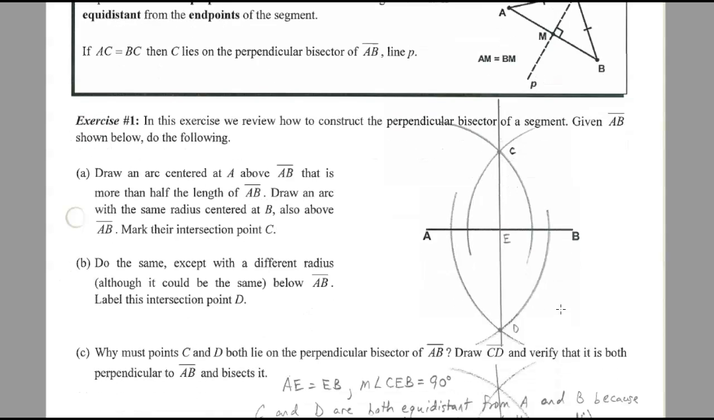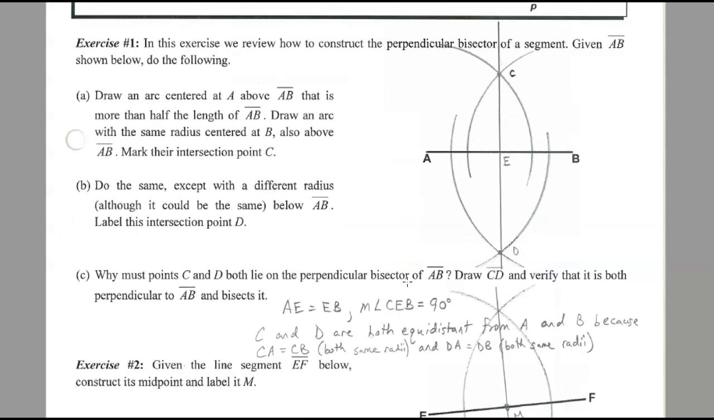So you can try that on your own and set your compass to whatever radius you like, more than half the distance between A and B, and make your arcs from both sides above the line, and then make a different radius below the line, and you can make the same similar construction.